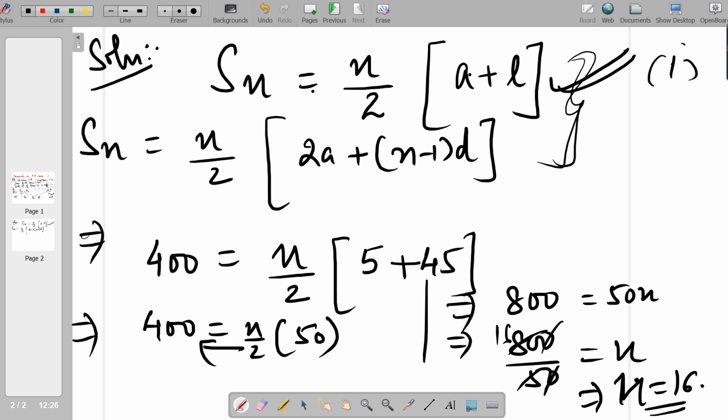Means the total number of elements in the series provided has how many elements? 16. It means a total of 16 elements are there, and if you add all those 16 terms of that series, you will get a summation of how much? 400. So the first part is done. Total number of terms we have calculated, they are coming out to be 16.